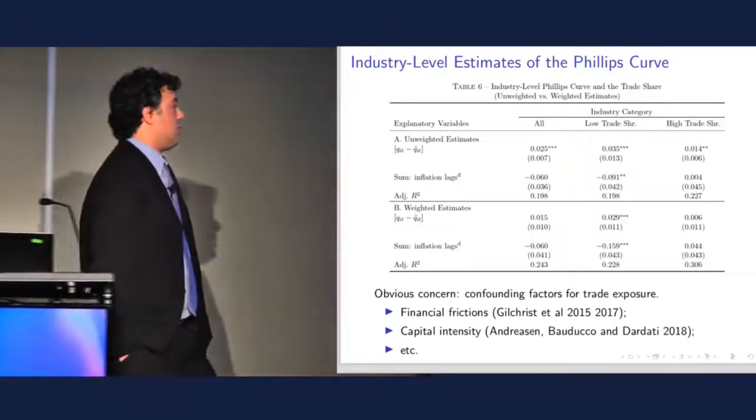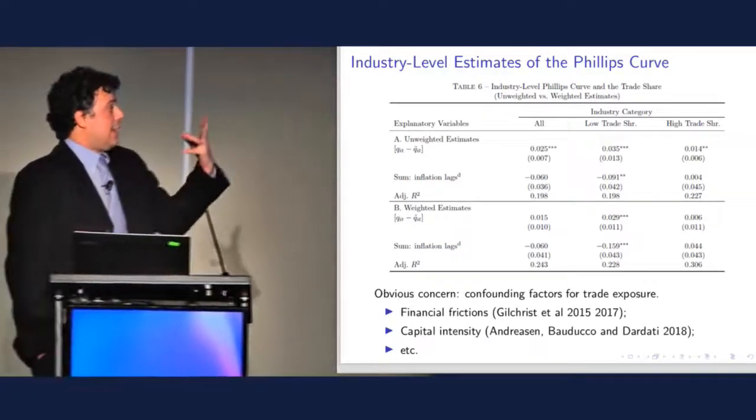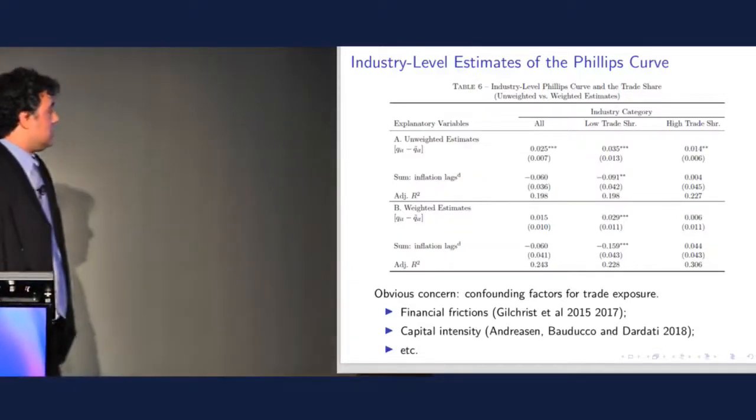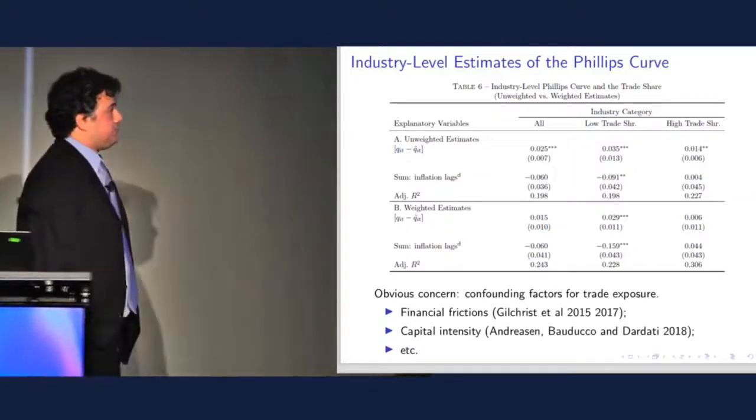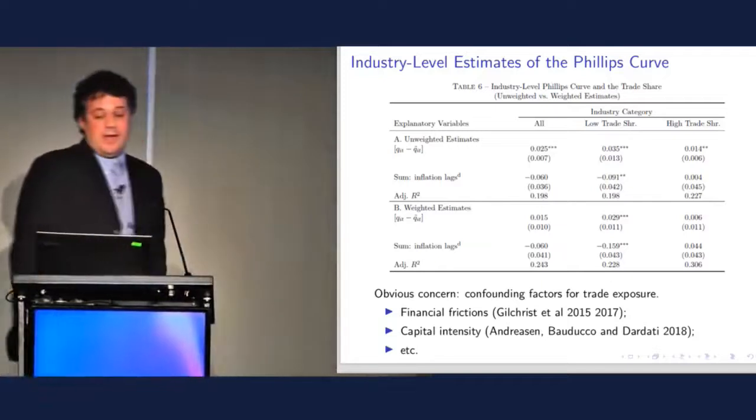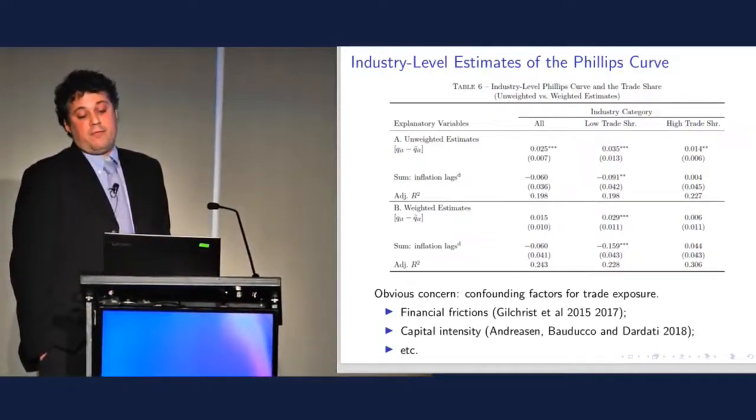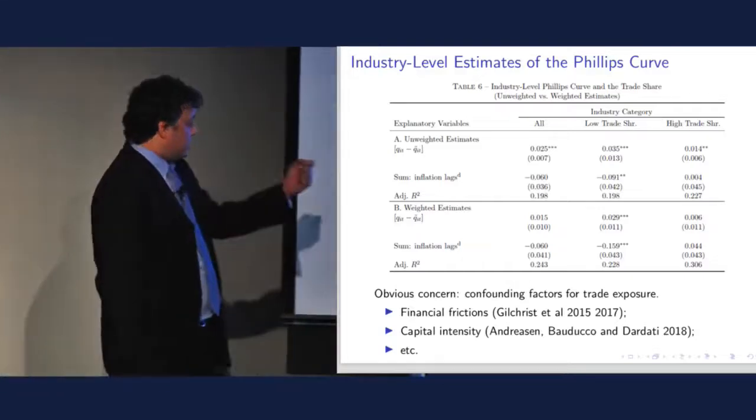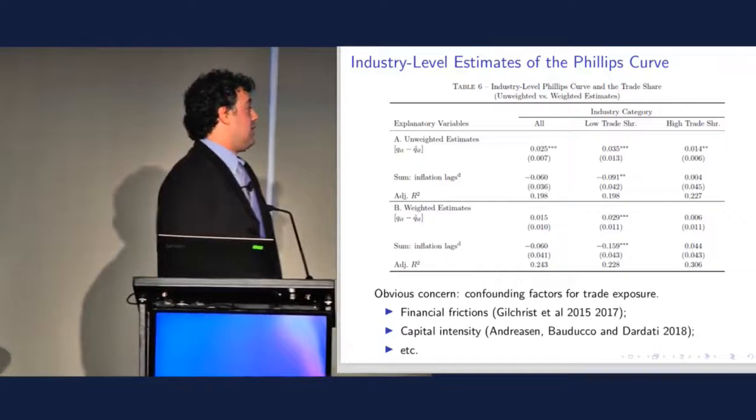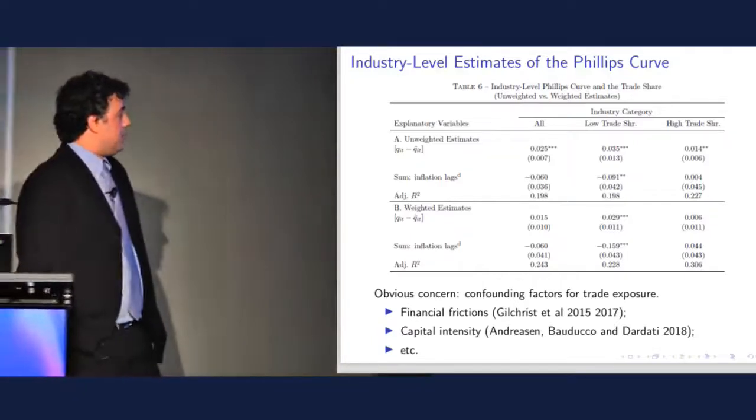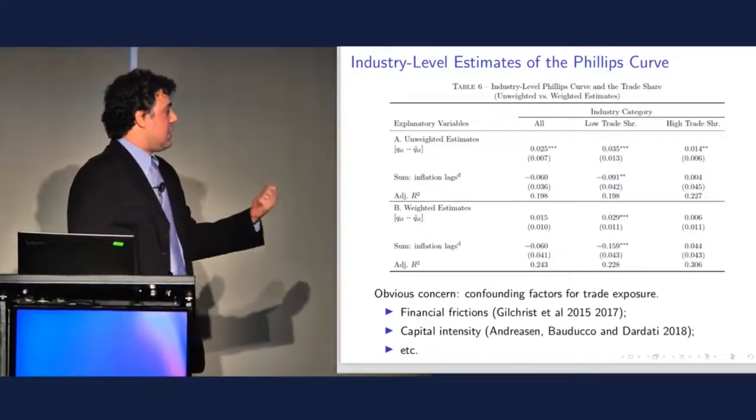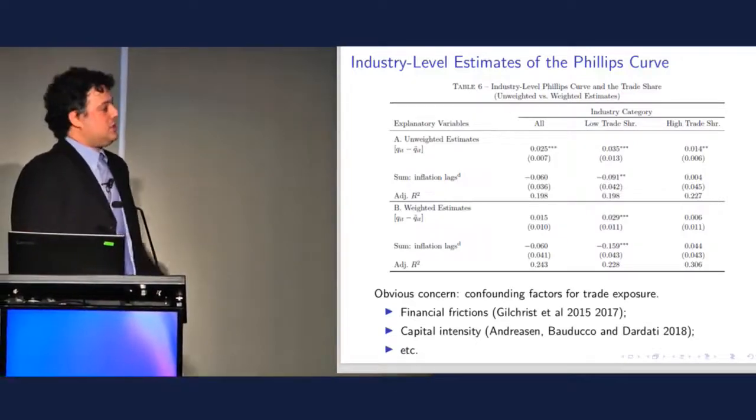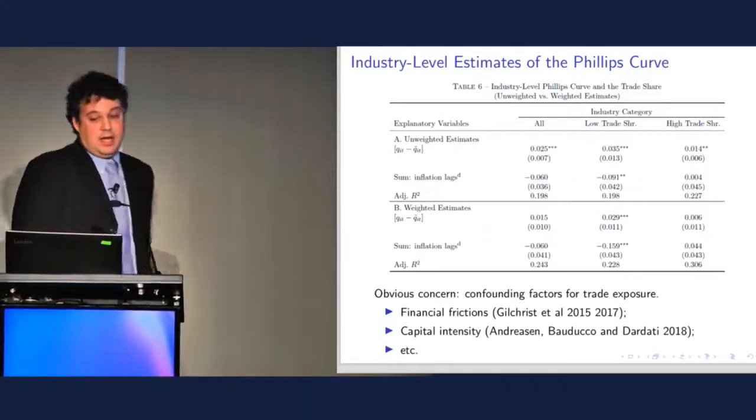Of course, trade exposure correlates with other things. The first confounding factor that came to my mind was financial frictions, precisely because of Simon's highly influential research. So if for some reason exporters or importers face more stringent external finance constraints, they might set their prices for cash flow concerns. Another potential confounding factor is capital intensity. Sofia Balduco, my colleague here at the bank, and her co-authors have a nice paper showing that under costly capital mobility, firms with low capital intensity tend to export more. So it might be another confounding factor.